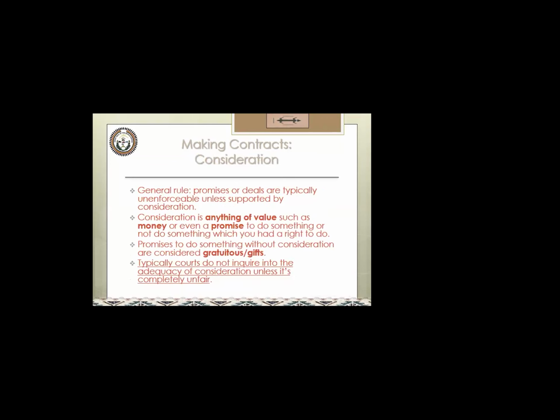Now, the general rule behind consideration is that consideration is anything of value, and most of the time it's probably going to be money, or it can even be a promise to do something or not do something you had a right to do. If you're promising to do something without consideration, it's considered a gift, right? So there's a difference between having a legally enforceable contract and having a contract that's not supported by consideration. There's no monetary value behind it. Well, that might be considered a gift. So those are some of the nuances that we have to keep in mind when we enter into contracts.